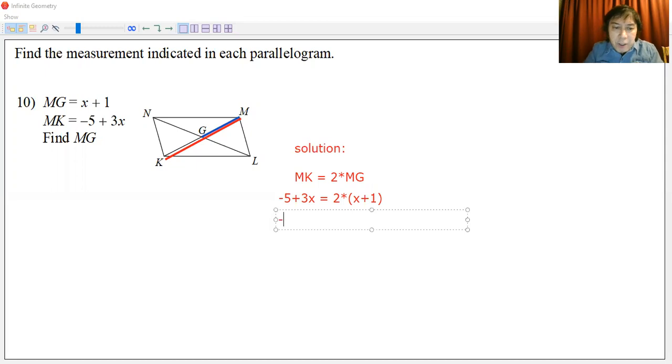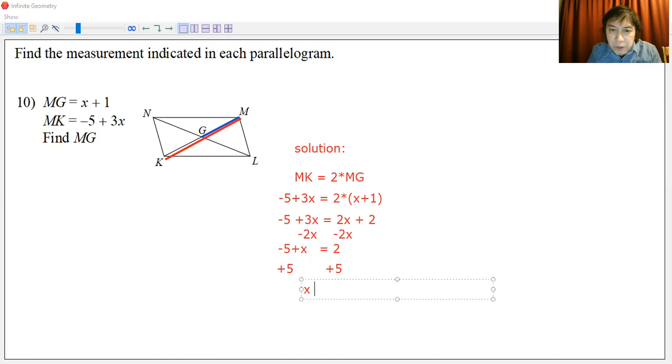For the next line, -5 plus 3x is equal to 2x plus 2, distributing the 2 to the x plus 1. Then for our next line, we shall subtract 2x from both sides, making the left side -5 plus x. The right side will just be a positive 2. For the next line, we shall add 5 to both sides. And x is found. x is equal to 7.